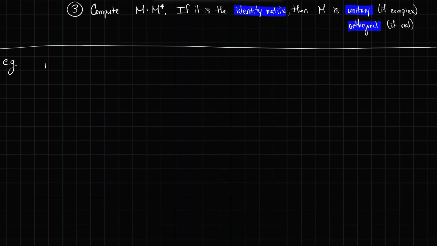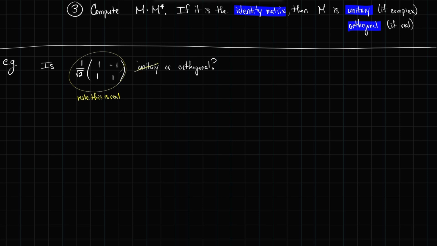So the first example is the matrix 1 divided by the square root of 2 times [1, 1; negative 1, 1]. Is it unitary or orthogonal? Well, the first thing we can do is note this is real, and so forget about the word unitary. We're only going to test orthogonal. They mean the same thing.